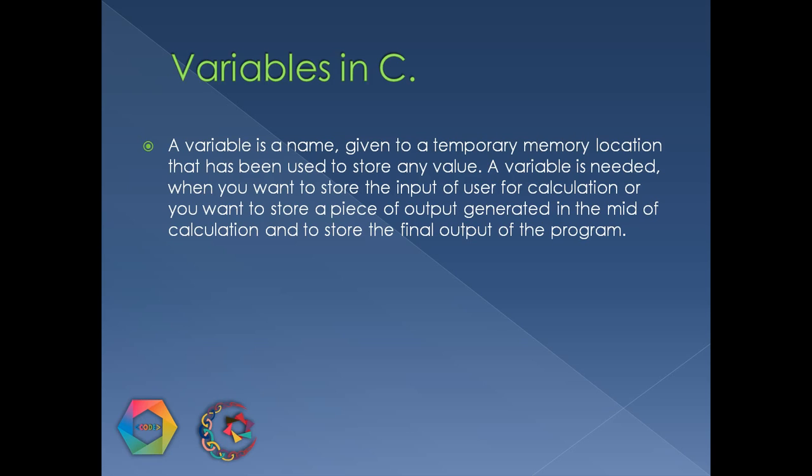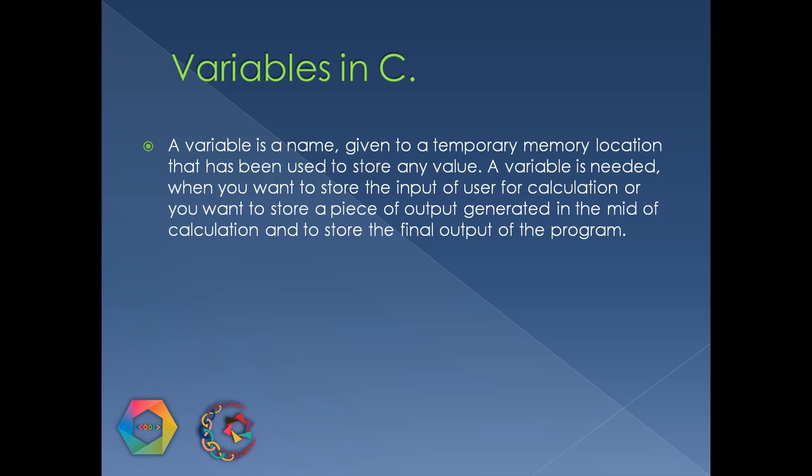So a variable is a name given to a memory location that is used to store any value. One can say that we need variables when we want to store the input of users for calculation. Let's say you are making a calculator and you want the user to input two numbers, and then you will store them somewhere first, and then you will add them or do some calculation on them, and then you will show some result to the user.